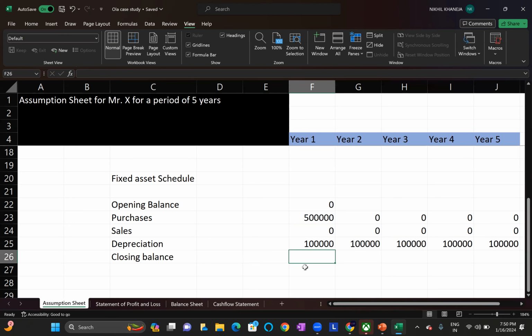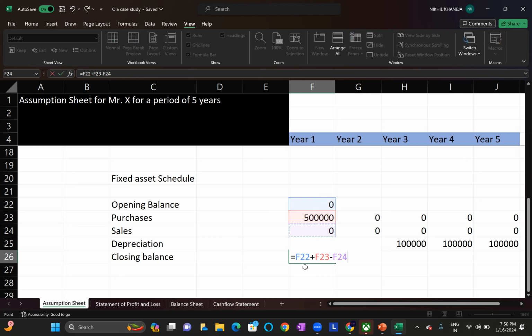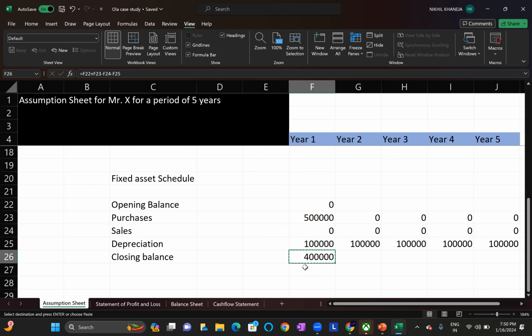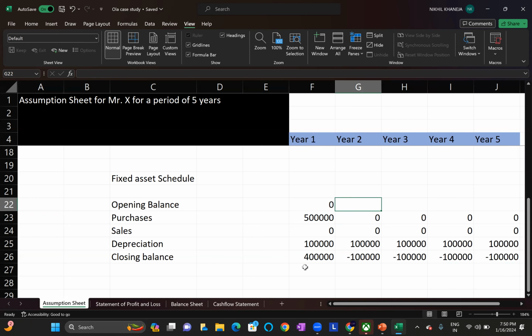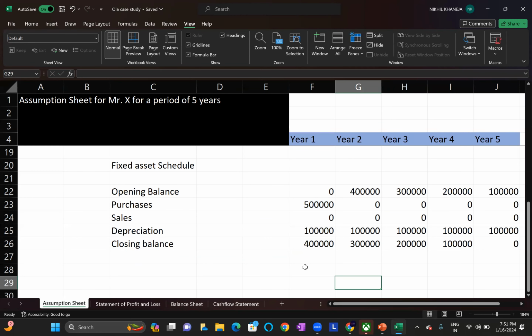Equal amount of depreciation. Now what is the closing balance of my fixed asset? Opening plus purchases minus sales minus depreciation. So this is the amount of closing balance for fixed assets. Now I can say next year opening will be previous year closing. I will copy this and drag it for the remaining years. So this is my fixed asset schedule.